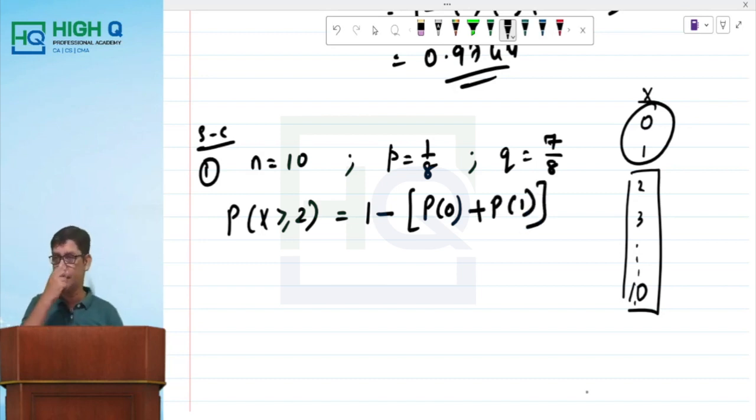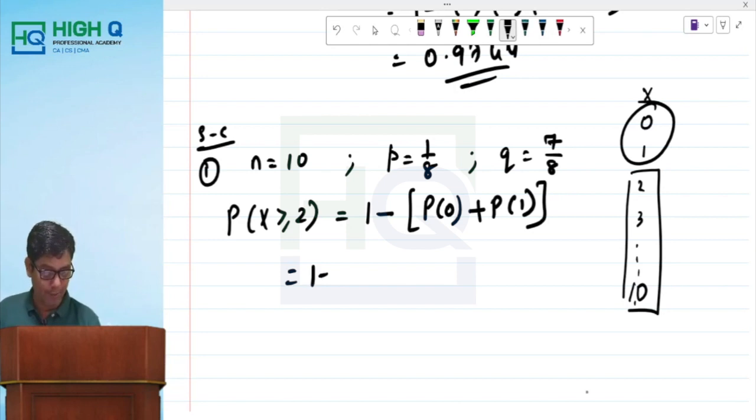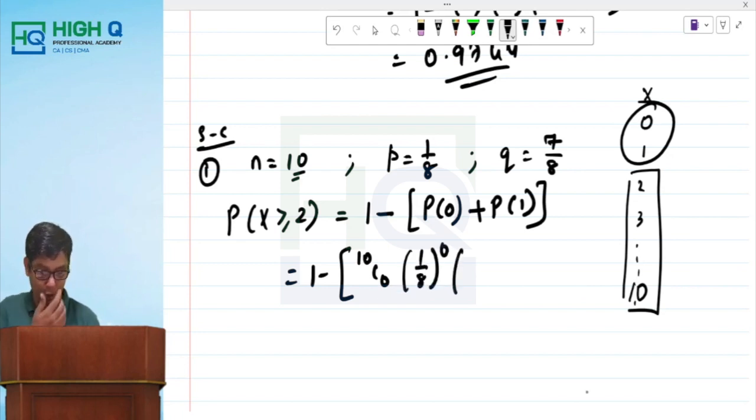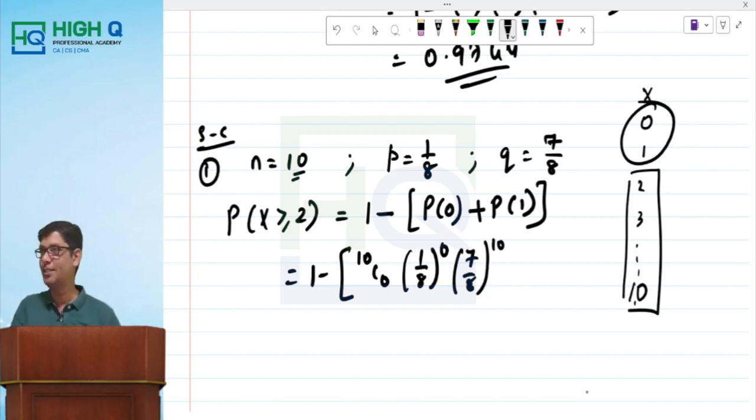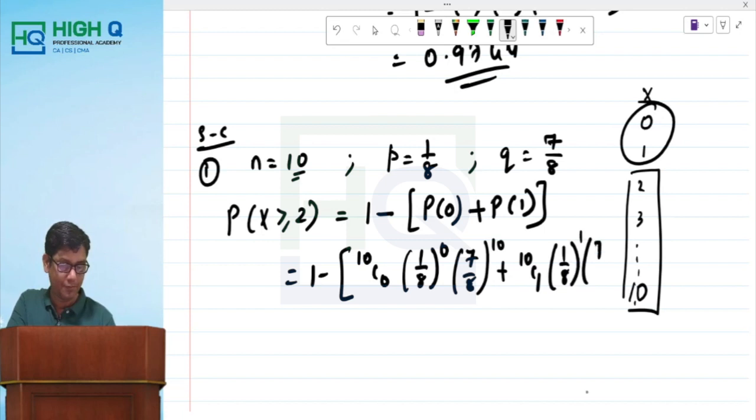Now you understood? So this is equal to 1 minus 10C0, P whole power 0, Q whole power 10. Now you understood why this is lengthy. 7 by 8 whole power 10 and all, you have to calculate. Plus 10C1 into 1 by 8 into 7 by 8 whole power 9.